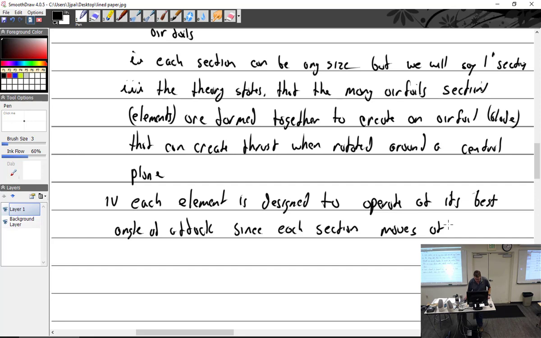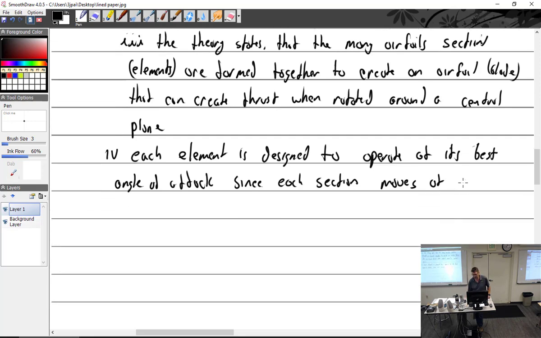moves at a different speed. What the hell am I writing? Steve, S-P-E-E. Edit that part out.